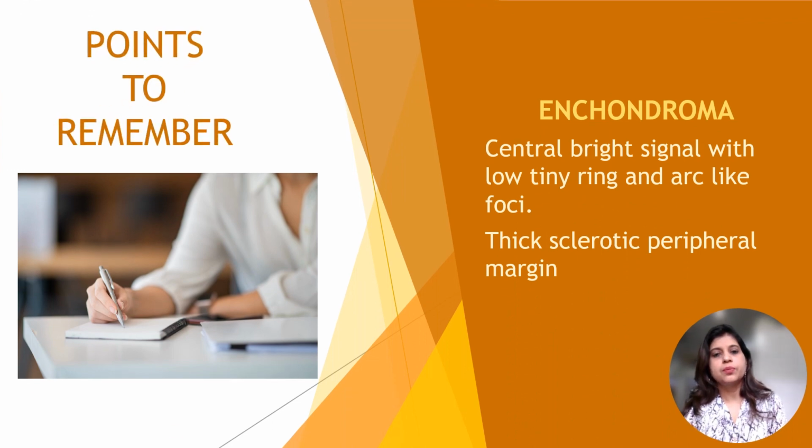So the points to remember here are that in enchondroma, the periphery of the lesion has a single low signal intensity sclerotic margin, and the center of the lesion is hyperintense on T2 weighted images, which is the characteristic of the chondroid matrix with tiny low signal foci.